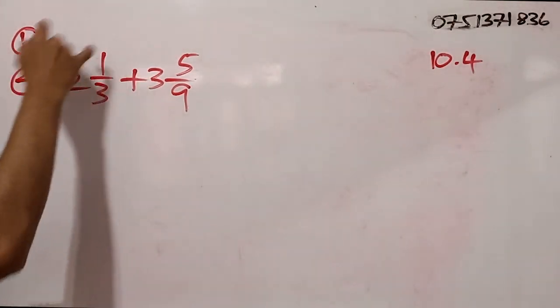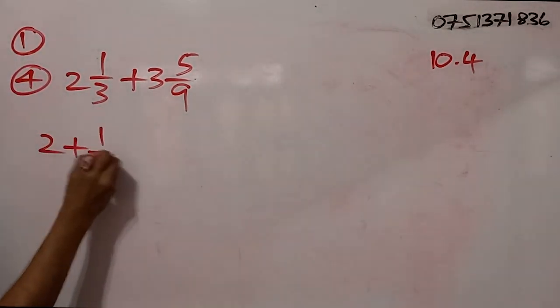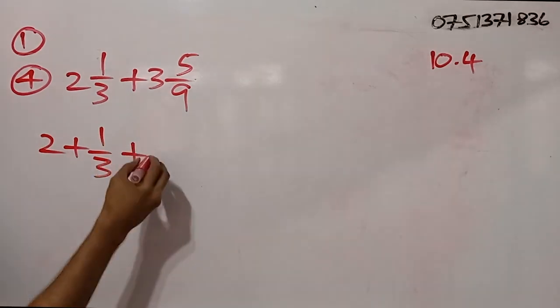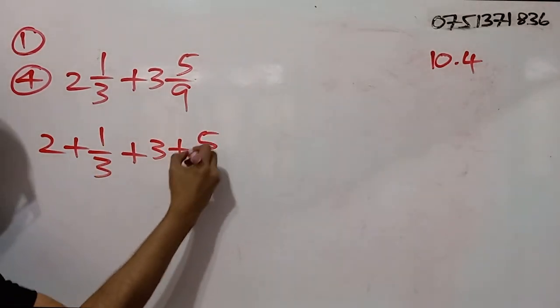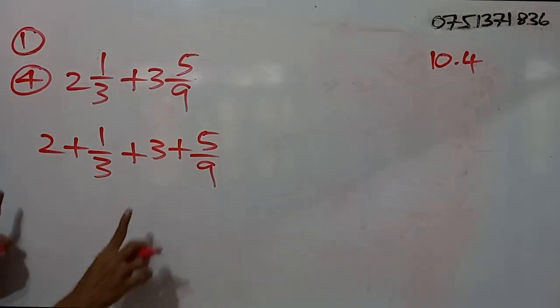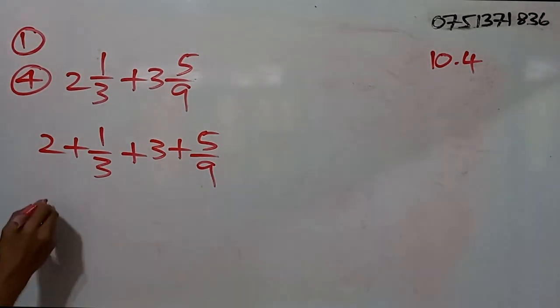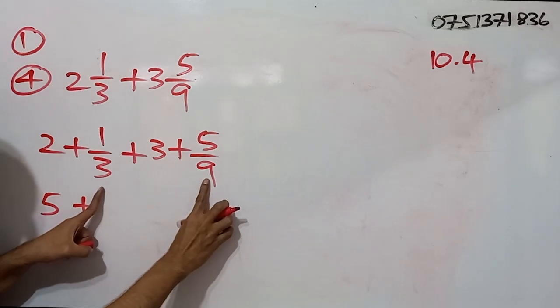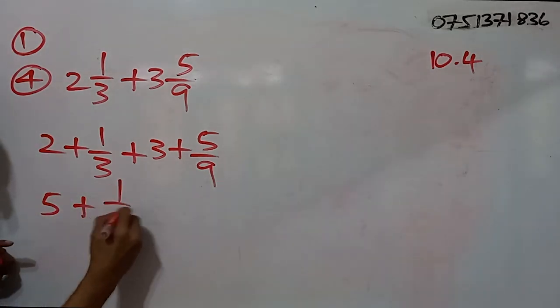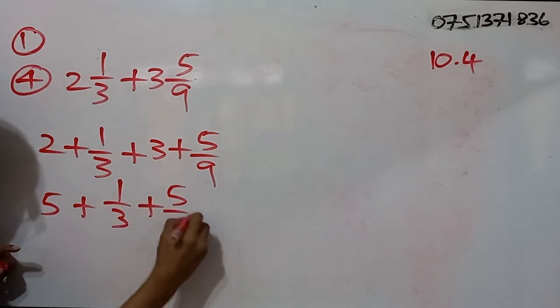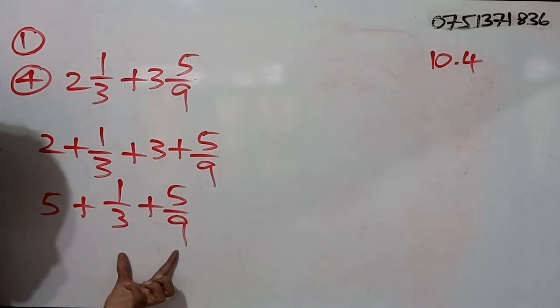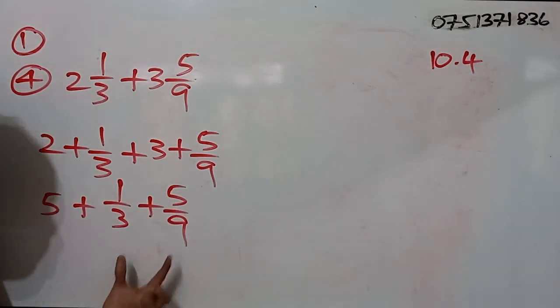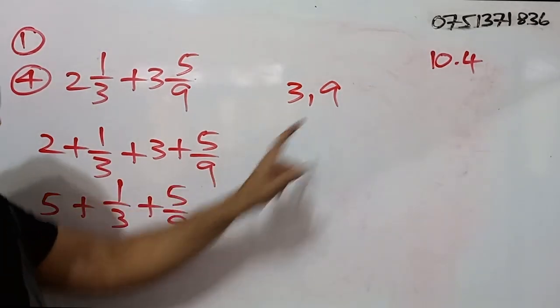I can rewrite this fraction as what? 2 plus 1 by 3. This fraction I can write 3 plus 5 by 9. Then I can add these two whole numbers. Then we will consider the fractions. How do we add the fractions? 1 by 3 plus 5 by 9. So we have two fractions where the denominators are different. So the denominators are 3 and 9.